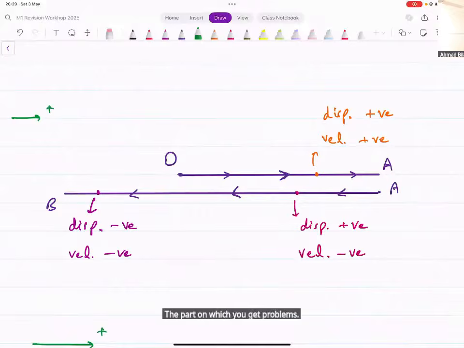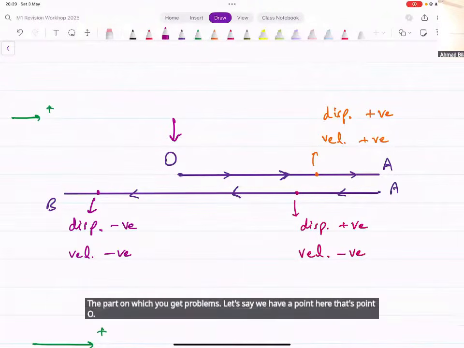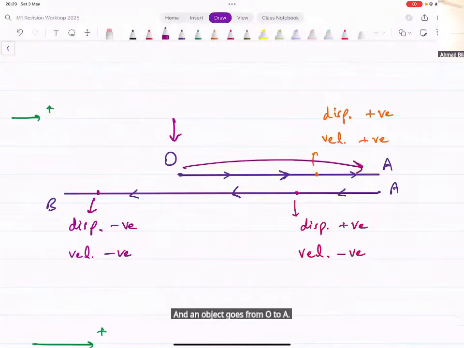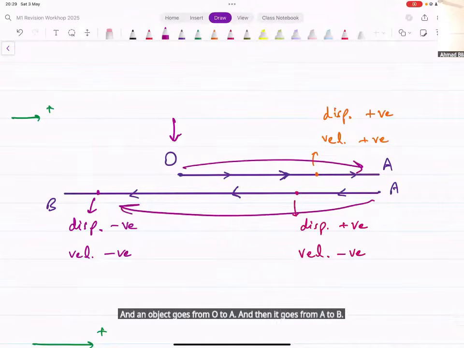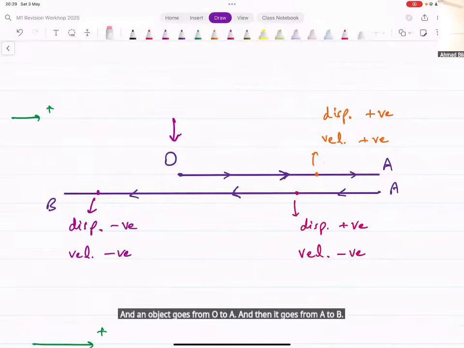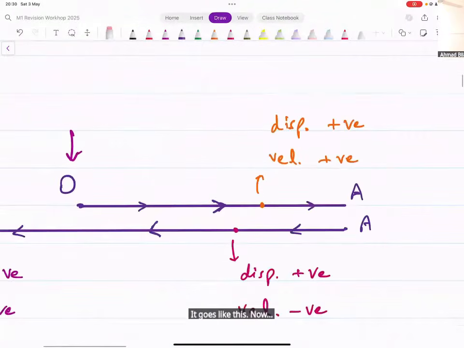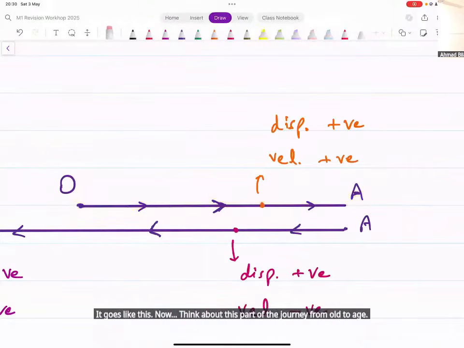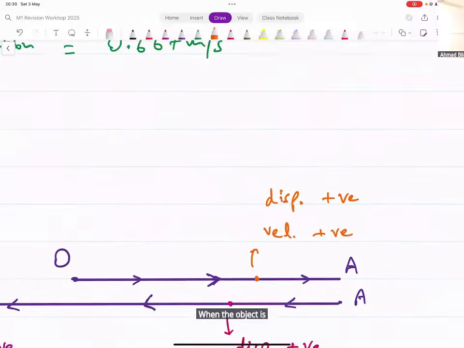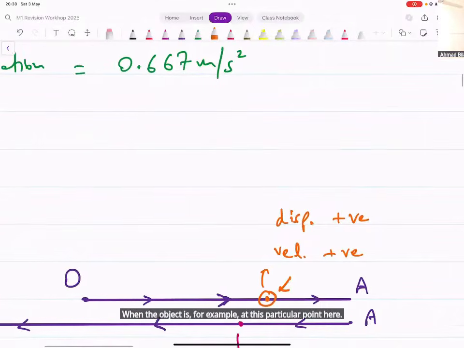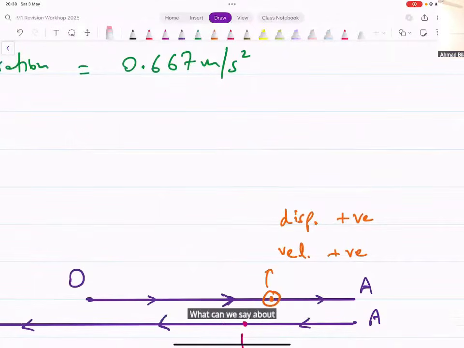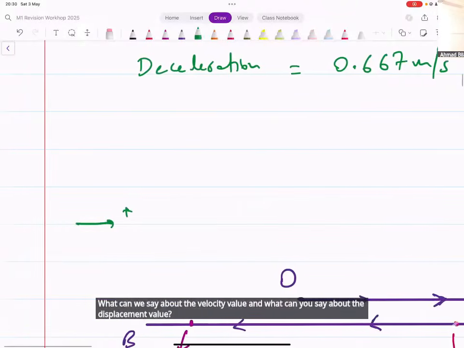Let's say we have a point here, that's point O, and an object goes from O to A, and then it goes from A to B. It goes like this. Now, think about this part of the journey from O to A. When the object is, for example, at this particular point here, what can we say about the velocity value, and what can you say about the displacement value? Considering that the right side is positive.